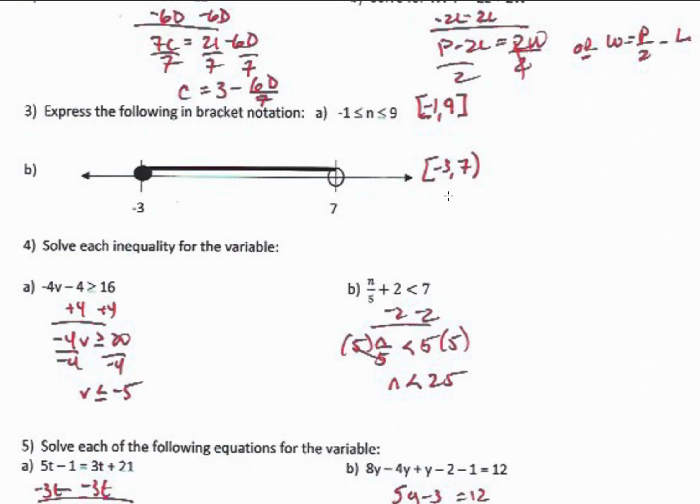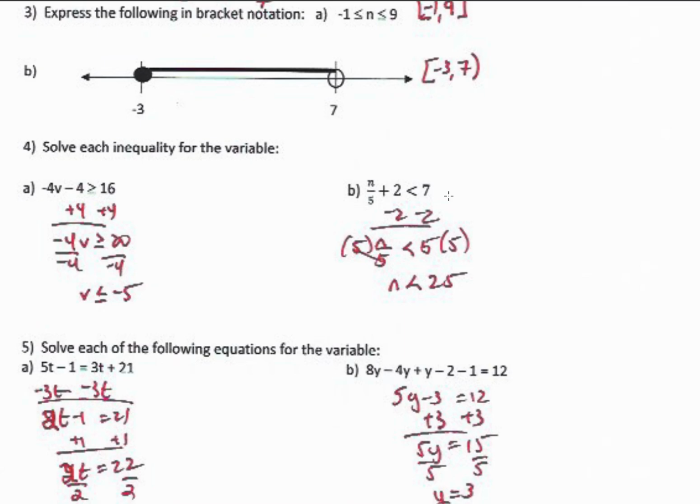Solve each inequality. Remember, if you multiply or divide by, not into, that doesn't matter, by a negative, you switch the direction of the inequality. You switch from less than to greater than and vice versa. So on A, I add 4 to both sides. Then I divide by negative 4. And I get B is less than or equal to negative 5. You have to switch that inequality. That's what students will forget to do sometimes. Most of the time, no, they'll remember.